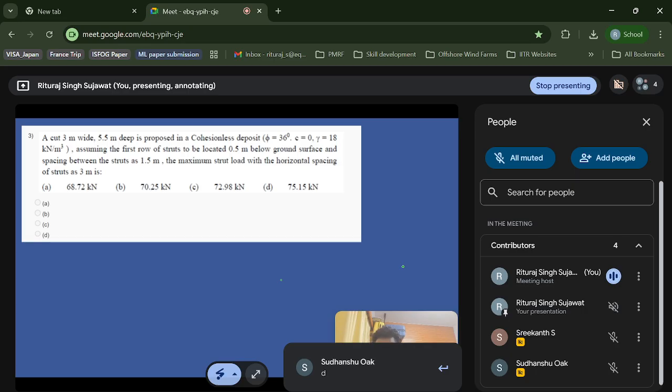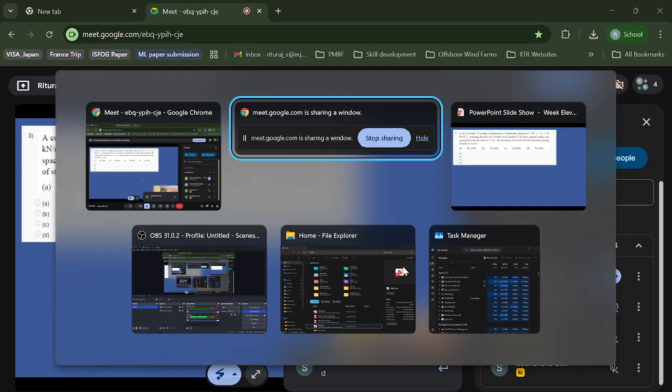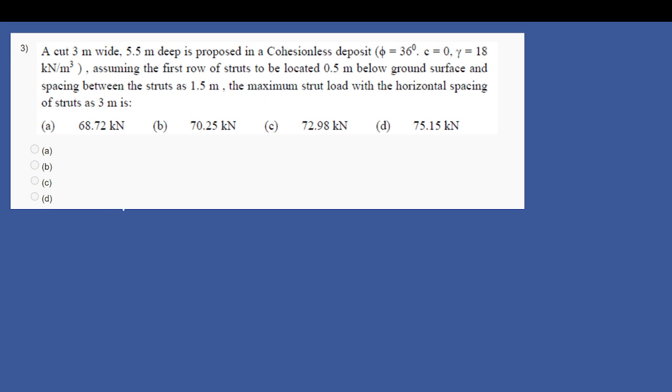Okay, let's check this. So you're getting D, 75.15. How did you solve this? Sir, basically I first found the maximum pressure, just like the last problem. It's coming 16.65. After that, I take the horizontal spacing and tributary height. So what are the spacings? 0.5 meter and 1.5 meter.